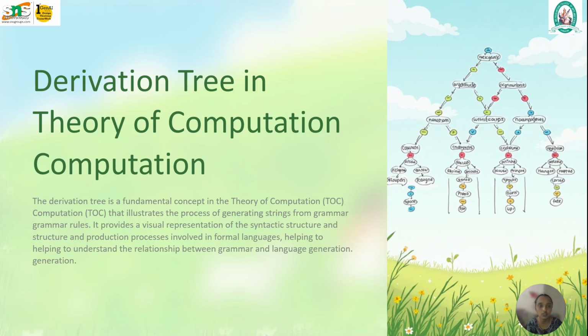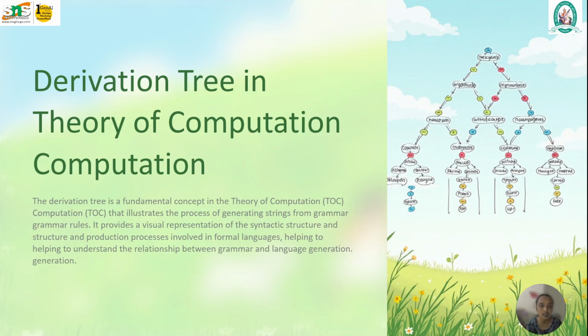Today we are going to talk about the derivation tree in theory of computation. Derivation tree is nothing but we can give a statement and derive the statement in a tree representation, that is called a derivation tree. It is the main fundamental concept in TOC. It illustrates the process of generating strings from the grammar and grammar rules. It provides a visual representation of the syntactic structure and production processing. That is called a derivation tree.